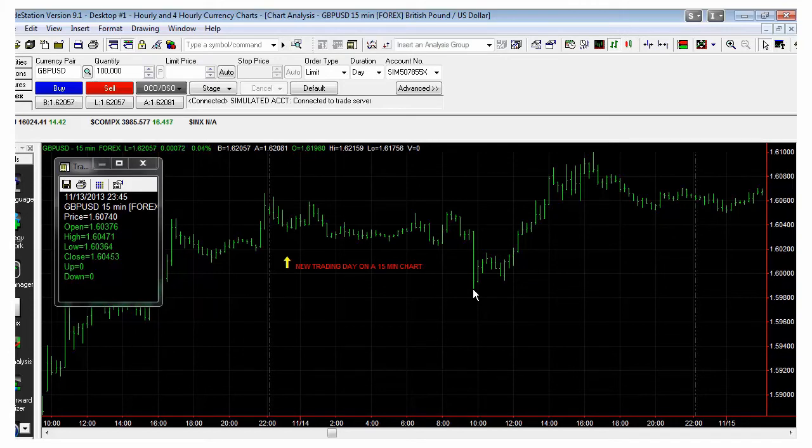It hadn't taken out the previous day's high as yet, but the probabilities of it taking out the previous day's high, that is the high of the 13th of November, were much greater than taking out the low. So therefore, instead of what many a person might have done, going in here and trying to sell the pound against the US dollar, you were looking for opportunities to buy it.